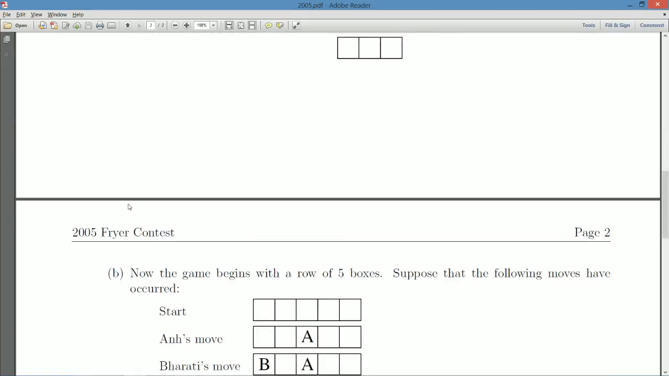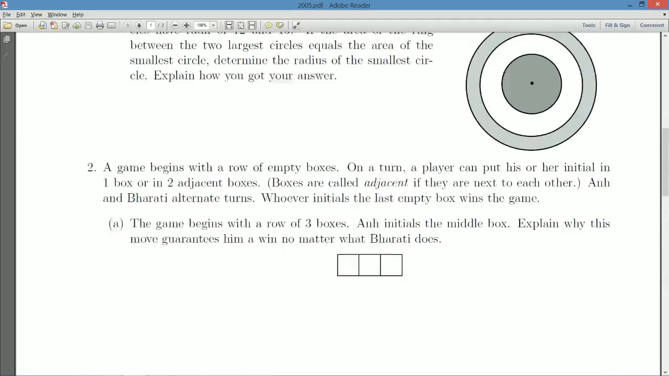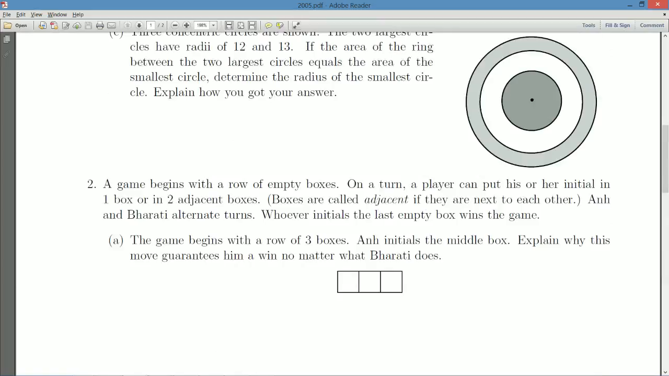Alright, question number 2. It involves a game with people whose names start with A and B. Alright, so let's take a look. A game begins with a row of empty boxes. On a turn, a player can put his or her initial in one box or in two boxes. Boxes are called adjacent if they're next to each other. So this middle box and this rightmost box are adjacent, but the leftmost box and the rightmost box are not adjacent. We could also say if they share a common side.